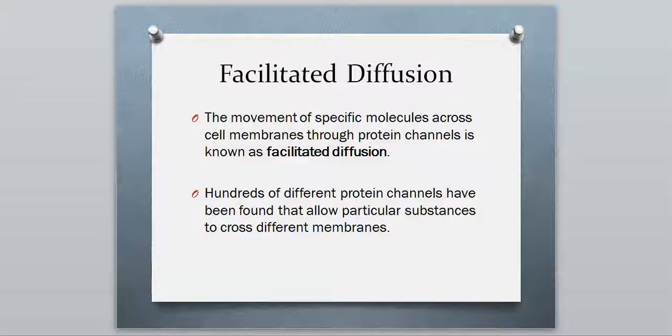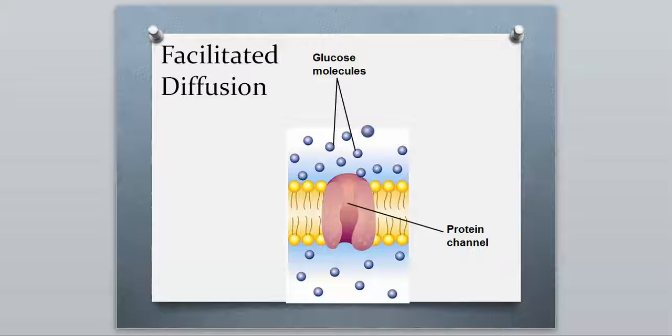So facilitated diffusion, if you think of a quarterback, the quarterback is like the facilitator of the football team, and the point guard is the facilitator of the basketball team, and that just means they provide help. They kind of get everyone else involved. They help everyone else out to do their best. So that's what facilitated diffusion is. It's diffusion that has some help. There are hundreds of different protein channels that are specific to different molecules. Glucose is just one example.